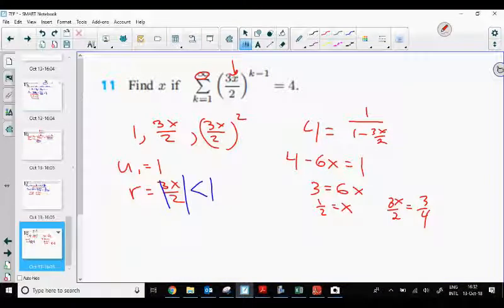So solving through for x, we get x equal to 1/2. Substituting that into 3x over 2, we find that 3x over 2 is equal to 3/4. So as predicted, that was less than 1.